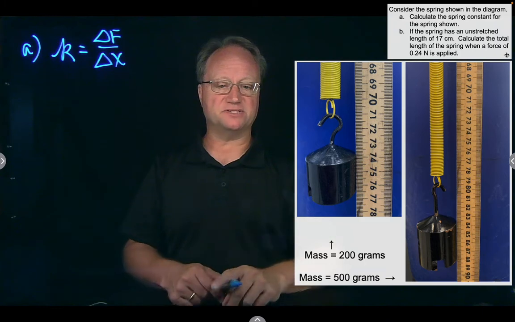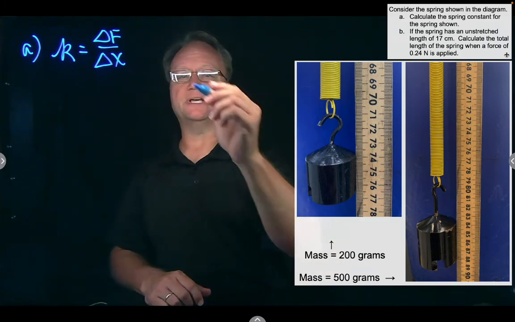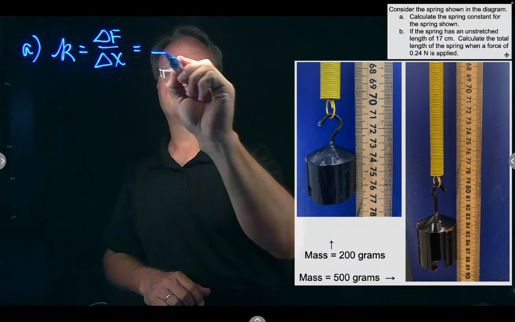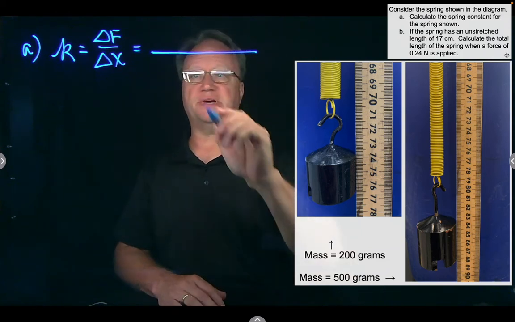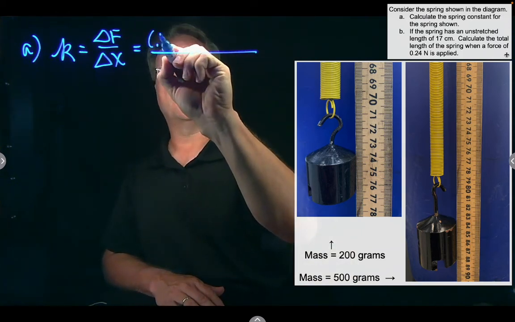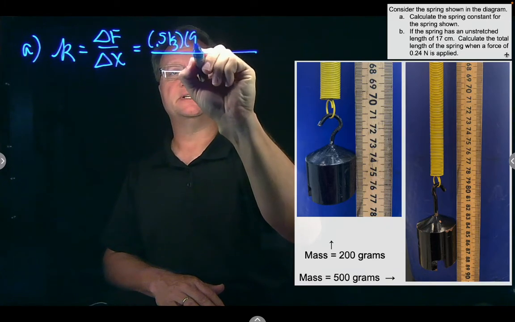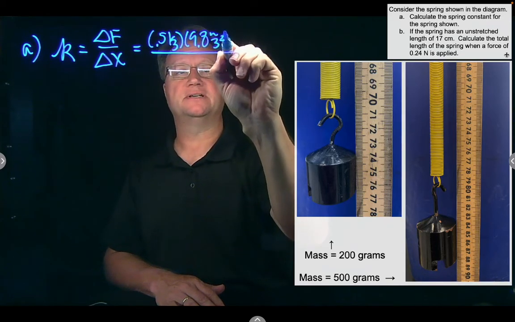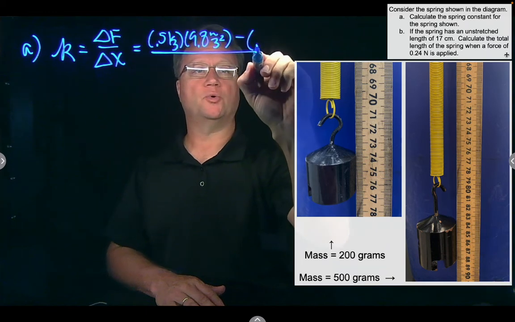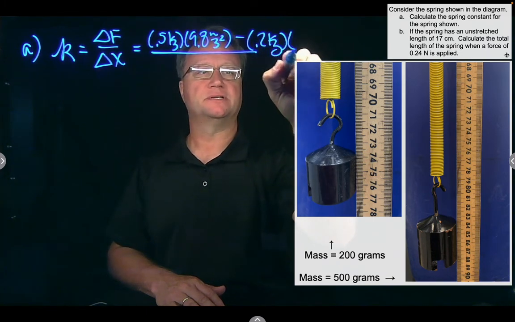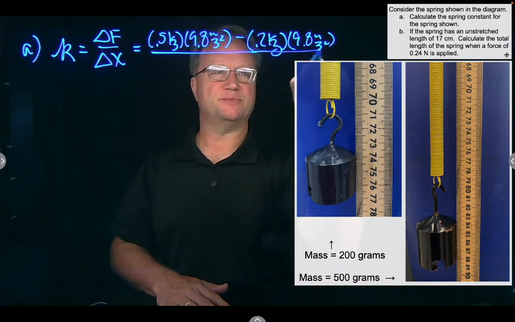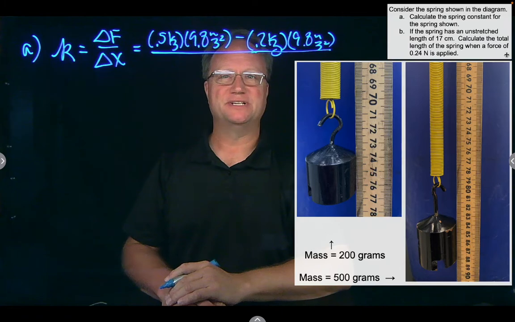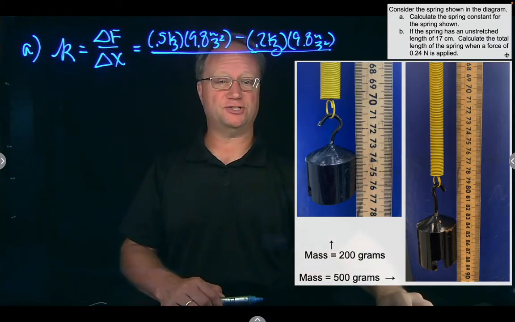Well, from the masses of 200 grams and 500 grams, we can get the change in force. Remember, the force is mass times gravity, and convert that mass into kilograms. So then the change in force is 0.5 kilograms times 9.8 gravity minus 0.2 kilograms times 9.8. And I'm running myself out of room here with the diagrams. And now we need the distance stretched.